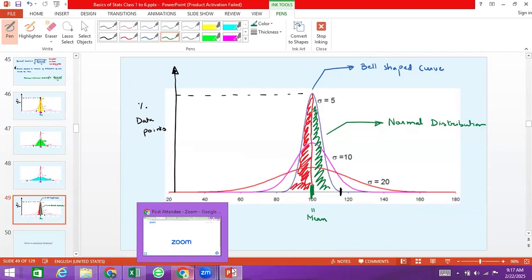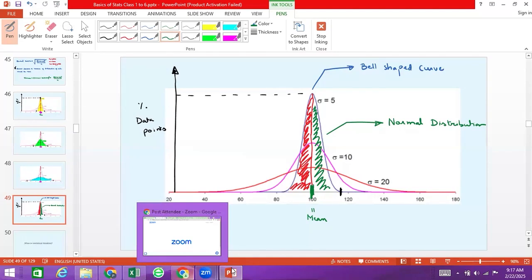So it means that if I collect the data of height of all the human beings, you will see that it will follow a normal distribution. Similarly, if I take the weight of all the human beings, you will see that it follows a normal distribution. Anything that you can think of in general will follow a normal distribution if it is naturally occurring.